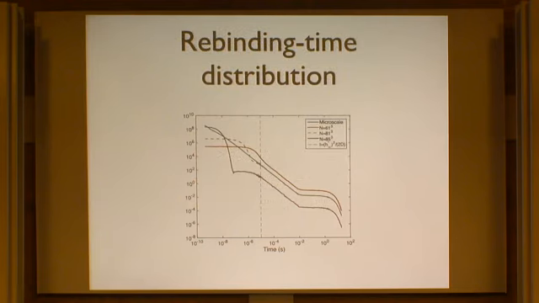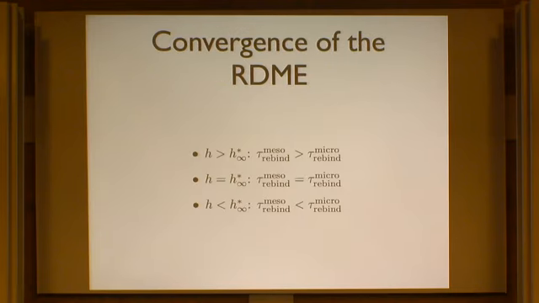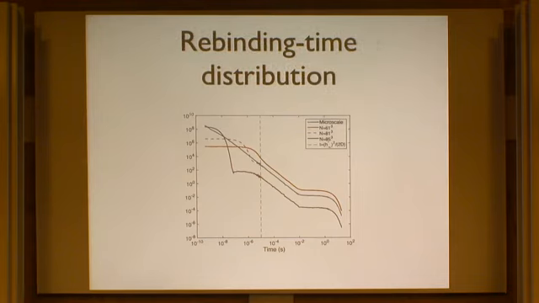This is the mean rebinding time. It's interesting to look at the distribution too, to make sure that we're actually approximating the distribution as well. The blue line here is the rebinding time distribution. The red line is the mesoscopic rebinding time distribution for a mesh size above H star infinity. The yellow dashed line is when we're at H star, and this is when we're below H star. So we can see that we get the best match for H equals H star.